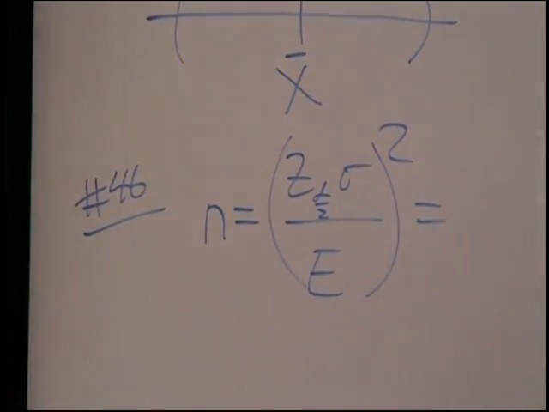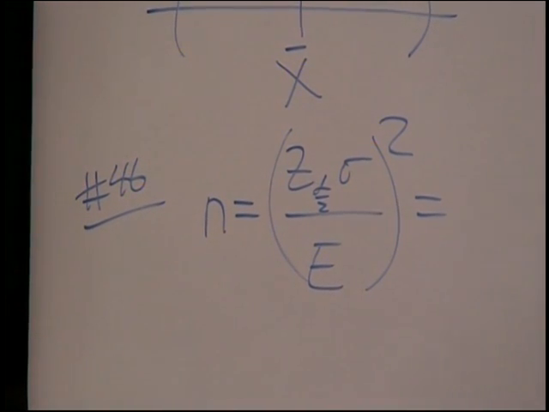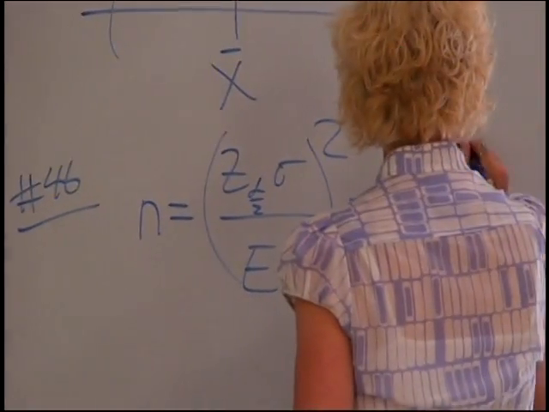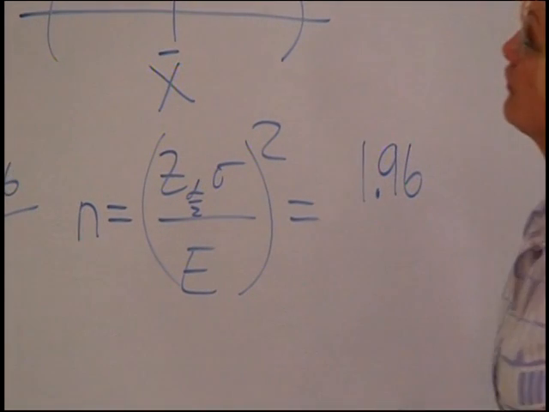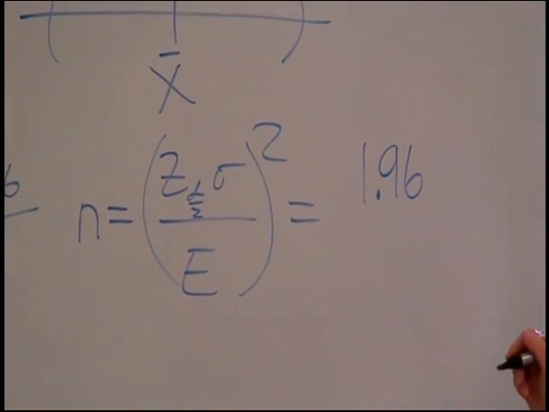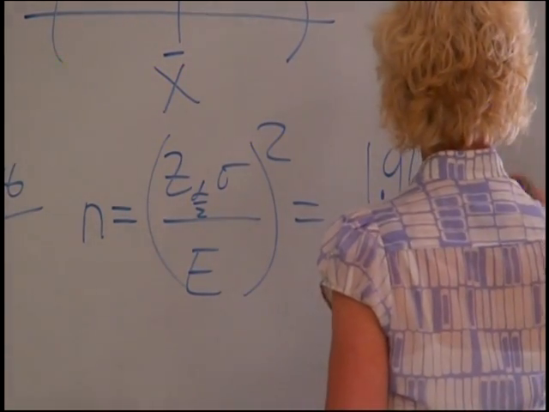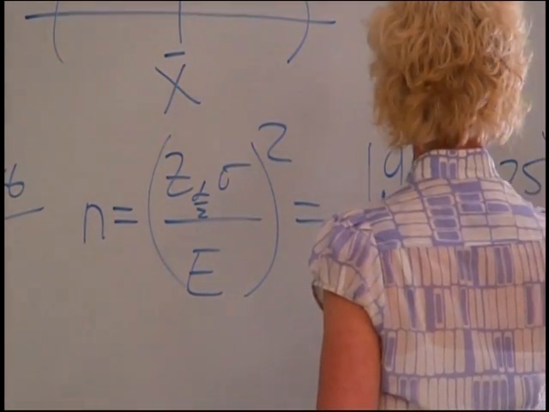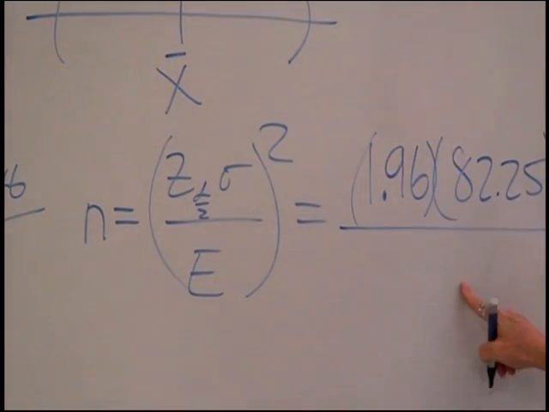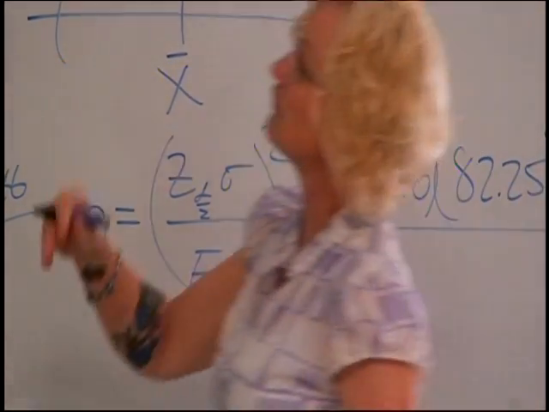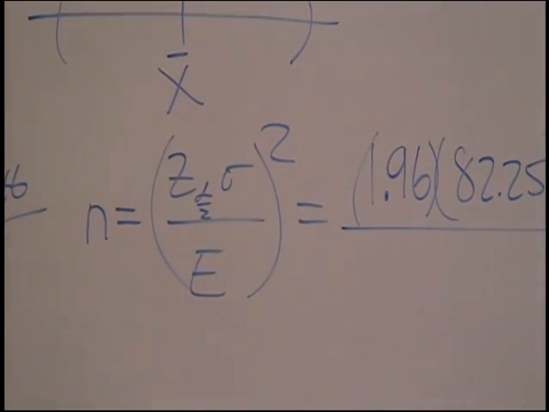So 95% confidence, what's the z-score? 1.96. Got it. What's our sigma? Is that in there? $82.25. And margin of error? Yeah, notice it says within $5.